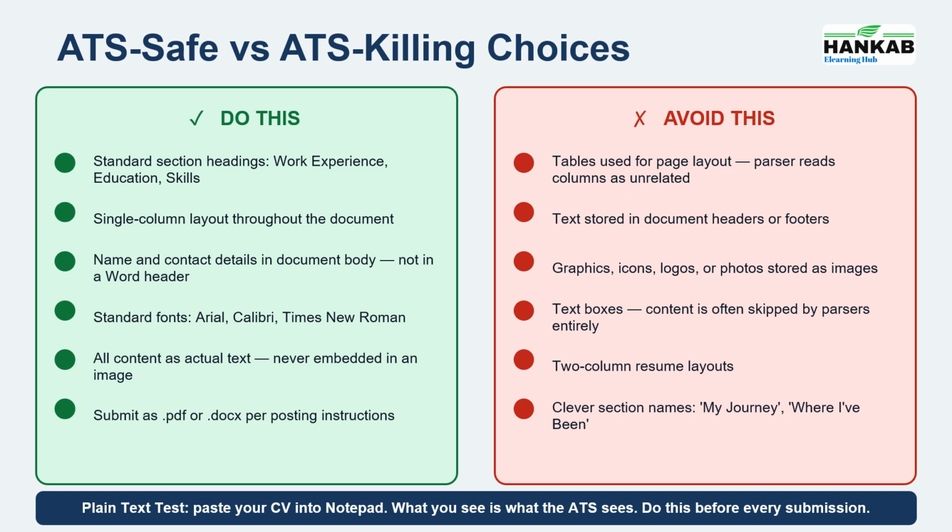Read section 5.4 of your course notes, ATS-safe formatting, to identify and fix the issue. Also read section 5.3, keyword strategy, and apply it to the job description you identified in the Module 4 exercise. Use the ATS optimization checklist at the end of section 5.5 to confirm your document is ready. Do not proceed to Module 6 until your document has passed the plain text test.